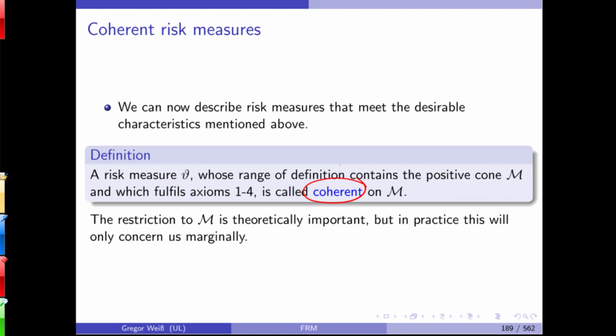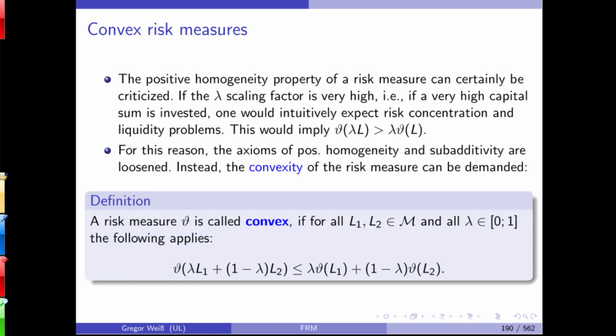Those are the 4 requirements for a coherent risk measure. And one would think that this is highly theoretical. Well, it's highly theoretical, but there are some very interesting results to it.